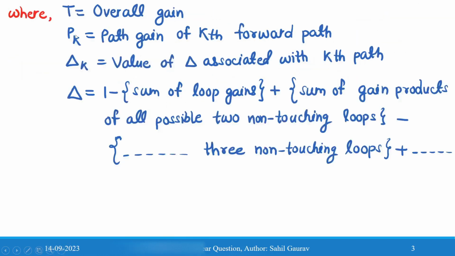Now the terms used in Mason's gain formula: T is the overall gain of the transfer function system, Pk is the path gain of the kth forward path, while delta k is the value of delta associated with the kth path. In delta k, we take the gains that are not touching the kth forward path. And delta is 1 minus the sum of loop gains, plus the sum of gain products of all possible two non-touching loops, minus the sum of gain products of all possible three non-touching loops, plus so on. So minus and plus terms come in sequence. Remember this also.